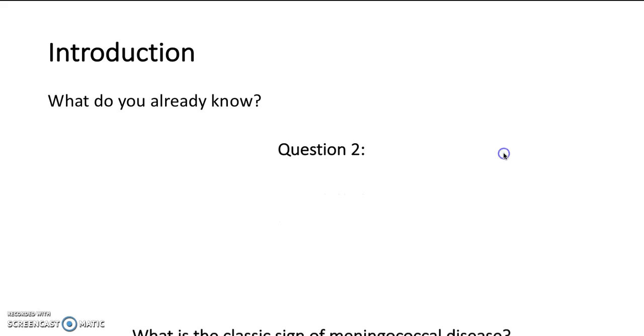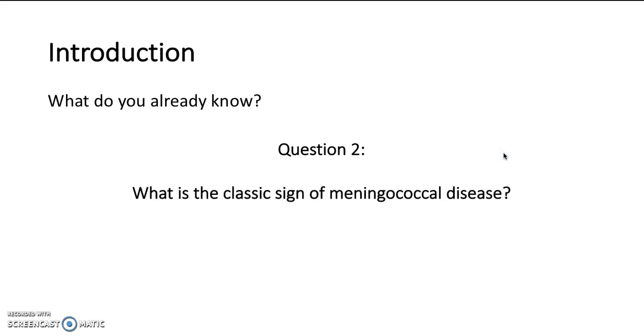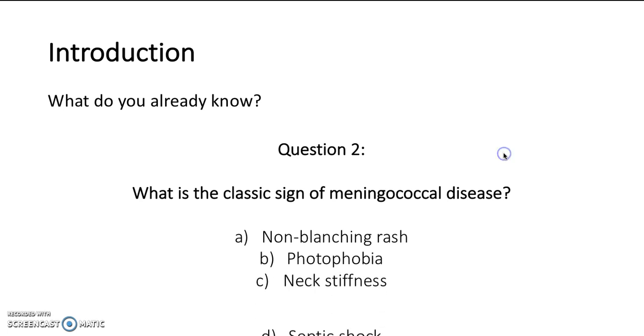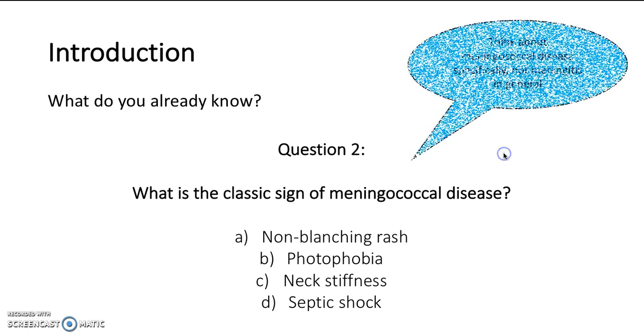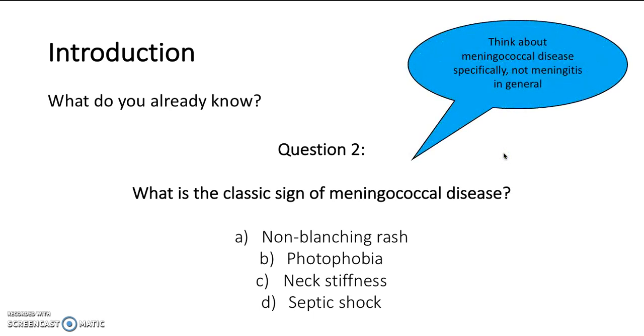Question 2 is, what is the classic sign of meningococcal disease? Is that a non-blanching rash, photophobia, neck stiffness or septic shock? Remember here that meningococcal disease is one particular type of meningitis. So the answer is non-blanching rash, which appears when the meningitis is caused by a bacteria called Neisseria meningitidis.